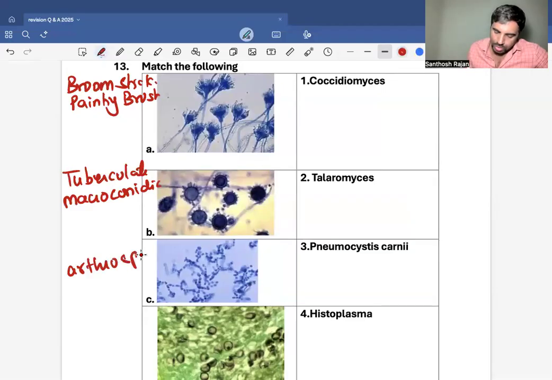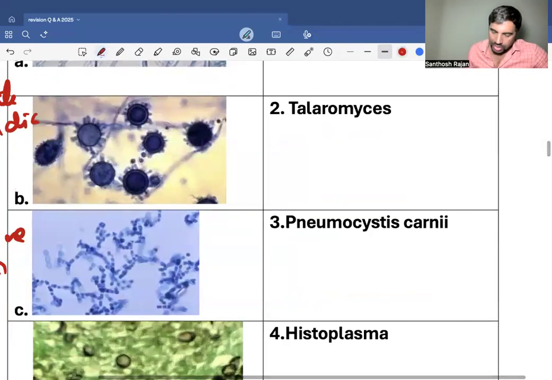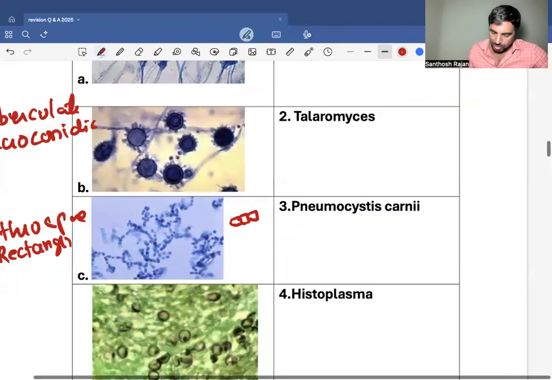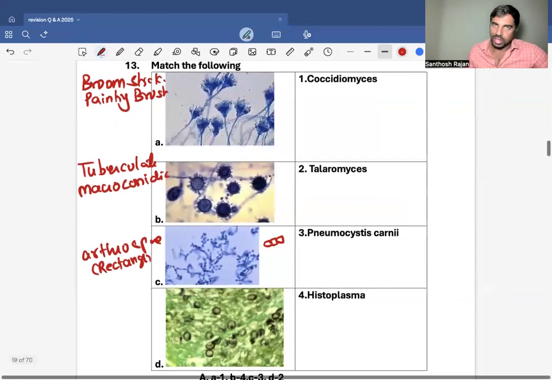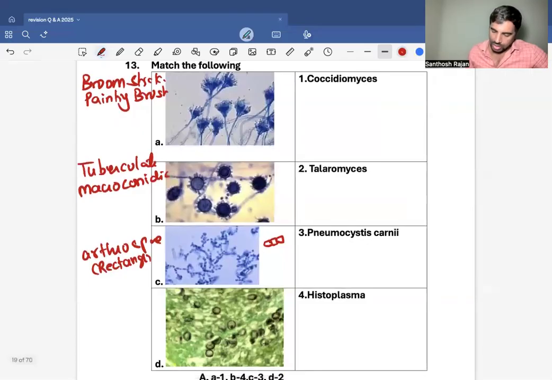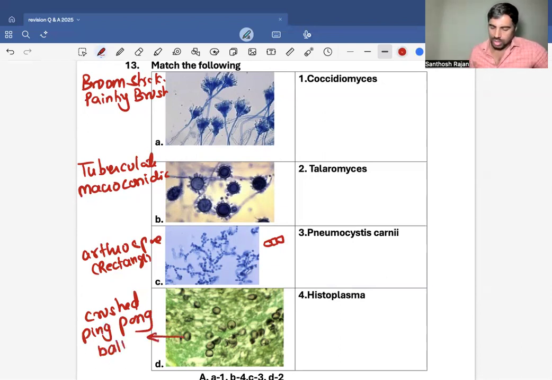This is your arthrospore. Arthrospore is basically rectangle in shape. If you see deeper, you can see it is looking like a rectangle like this. So that is called arthrospore, or barrel shaped. Arthrospore or barrel shaped, they have the same meaning. And last one is this crushed ping pong. Always asked, many times repeated. This looks like a crushed ping pong ball. This black color one, they are the cysts actually.